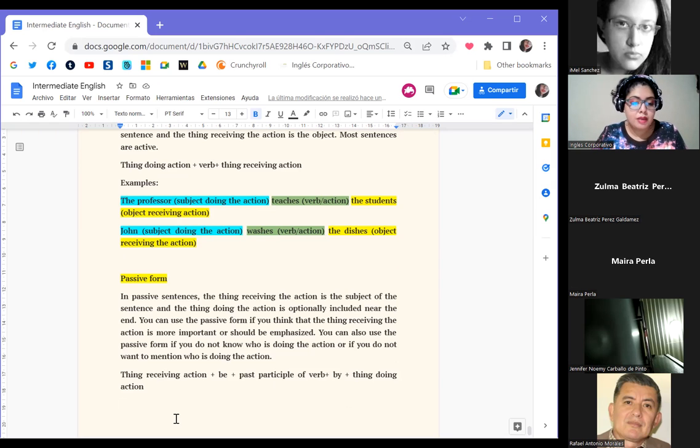So we have the example. The students are taught by the professor. In this case, we have the same sentence that we have in the active form, but it's like we are putting the students at the beginning of the sentence, and we are changing the tense of the verb. We're using the past participle of the verb. The students are the subject receiving the action.